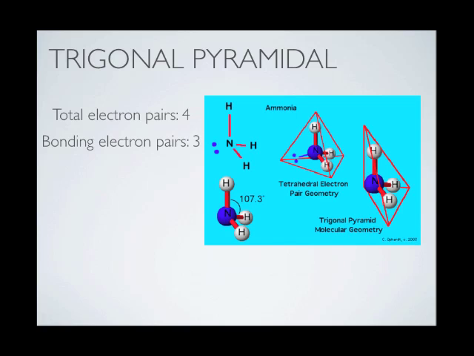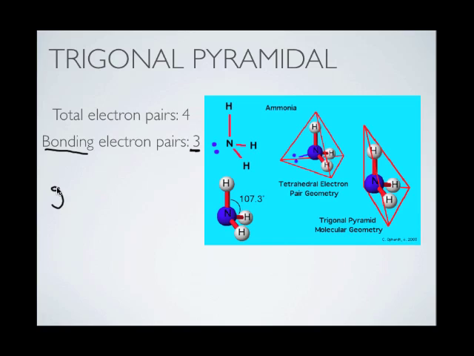Here's trigonal pyramidal. For trigonal pyramidal, for the most part, you're going to see 4 pairs of electrons, bonding and non-bonding. In this case, though, we have 4 total electron pairs and only 3 bonding pairs. Since that number changed in NH3, 3 of these are bonding, and then I have 1 lone pair. The bonding electrons affect the geometry.